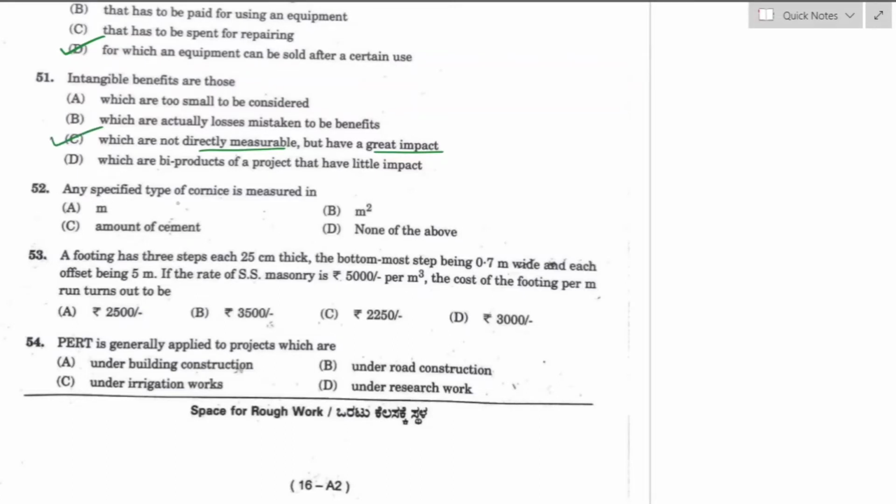Question number 52. Any specified type of cornice is measured in running meter. So among these given options, running meter is not given. So option D will be the right answer, none of the above.